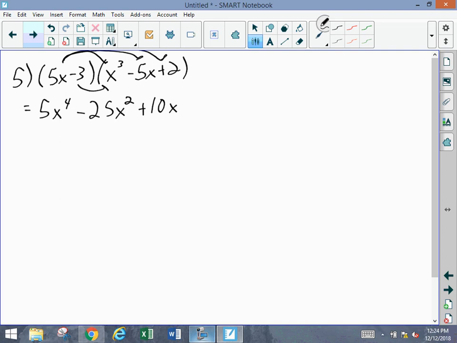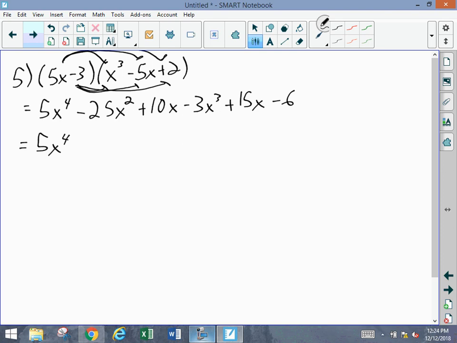Negative 3 times x cubed is negative 3x cubed. Negative 3 times negative 5x, I got a negative times a negative, which is a positive 15x. And negative 3 times positive 2 is negative 6. Boom. Bam. Right? Because there are no other x to the 4th terms, I'm going to drop it down.